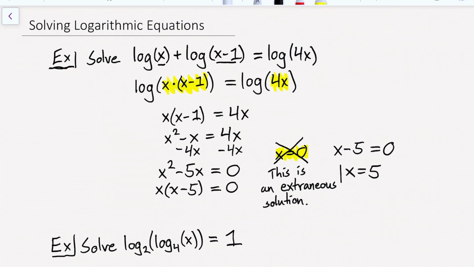There's no such problem with the solution x equals 5. If I plug x equals 5 into the original equation, I have log of 5 plus log of 4 equals log of 20. All of those logarithms are defined. So our only solution here is x equals 5.